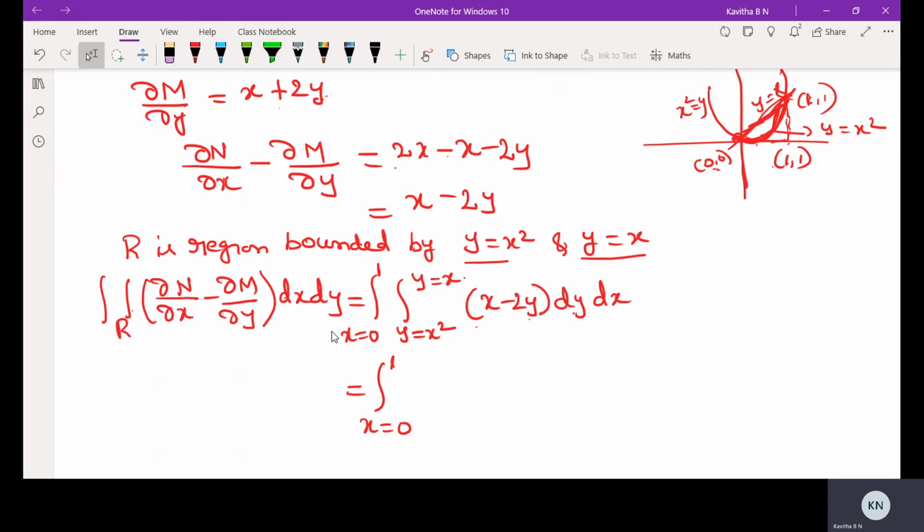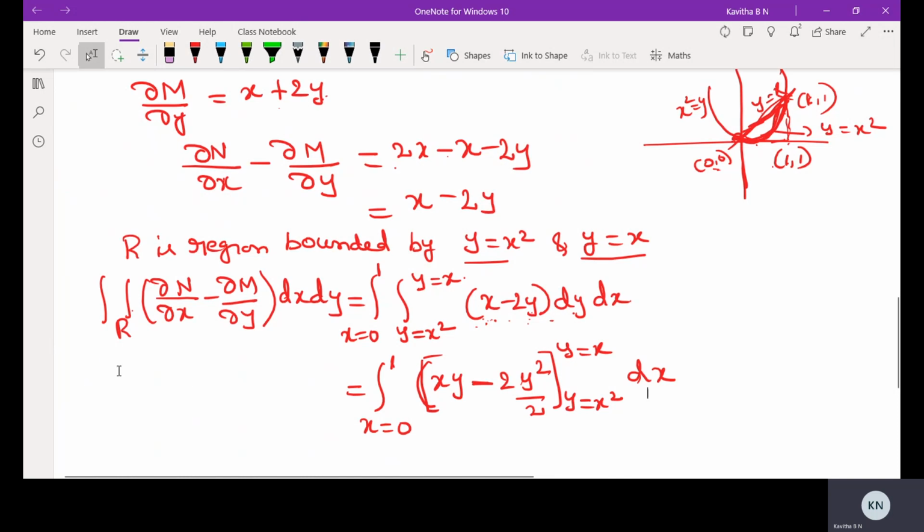Integrating with respect to y, we have to do integration of x dy. X is a constant, so integration of x dy is xy. Okay, minus integration of 2y means integration of y is y square by 2, with y from x square to x, dx. Okay, understood.